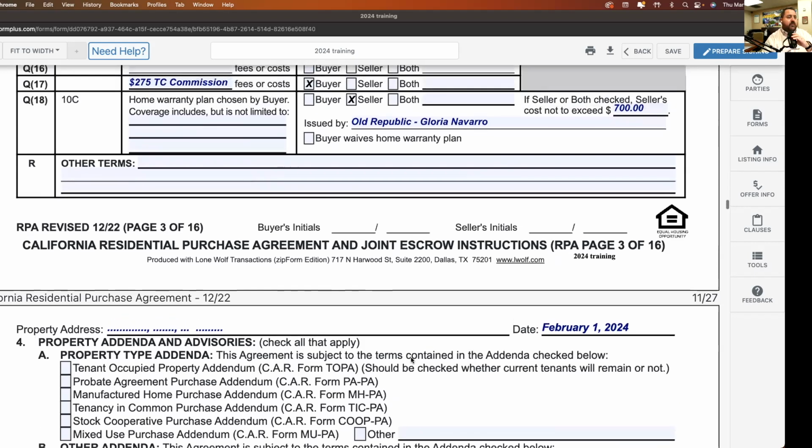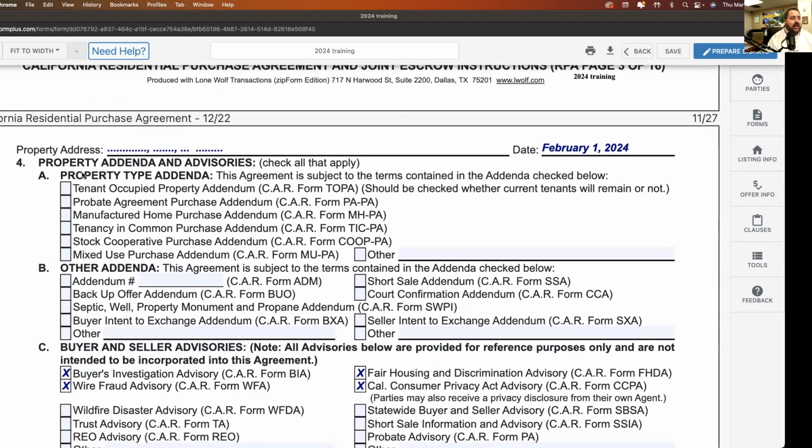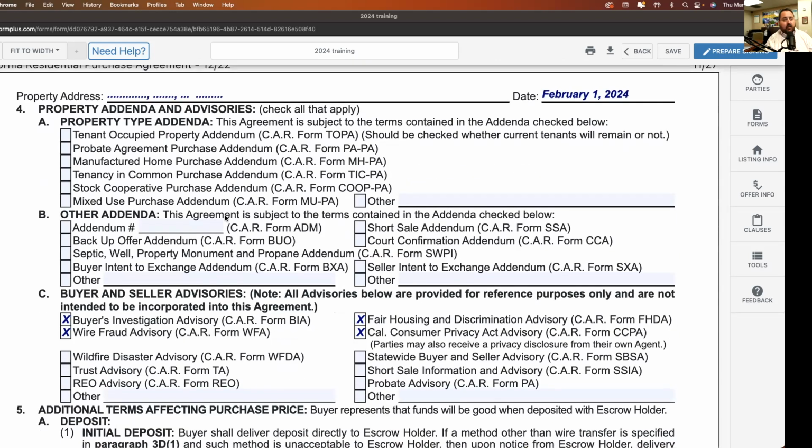Okay, moving on. So we've finished with paragraph 3. Now we're going to get into the more explanation part of the contract, the parts where we're really not filling stuff out. So these are any of the addenda or advisories that are going to be included. And if earlier, like for example, the TOPA, the tenant occupied property addendum, if we included that earlier in paragraph 3, it'll already be checked here. We won't have to check it.